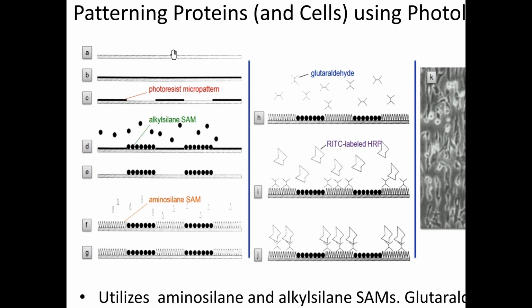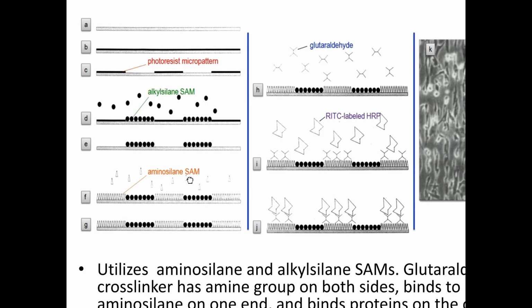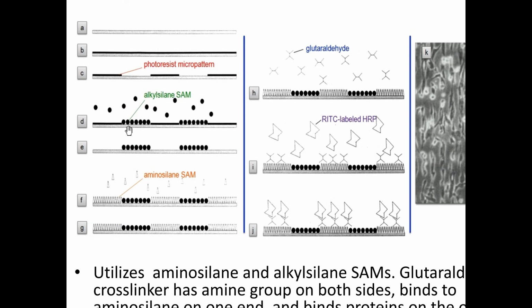So the first thing you do here is just deposit photoresist, pattern the photoresist, and in some areas you deposit an alkyl silane self-assembled monolayer. That's shown by these circles here. This is terminated by a CH4 group. And then you remove the photoresist. So you have some areas which are now exposed to the metal, and some areas that are covered by this alkyl silane. Now you deposit your aminosilane, so you end up with two self-assembled monolayers next to one another.